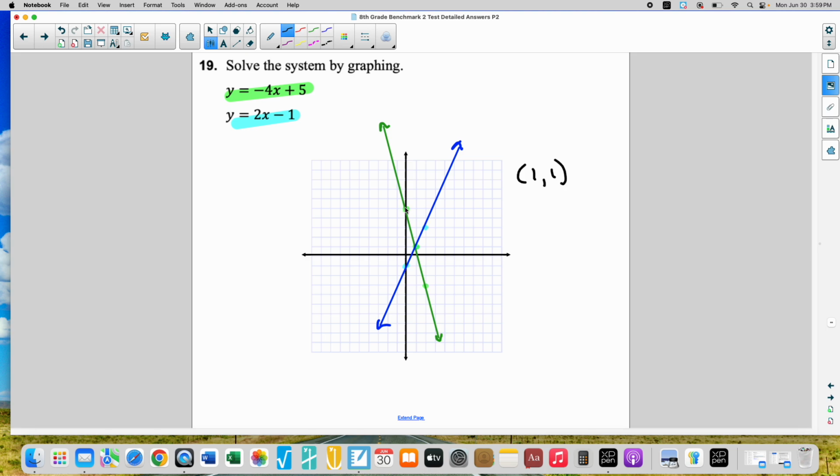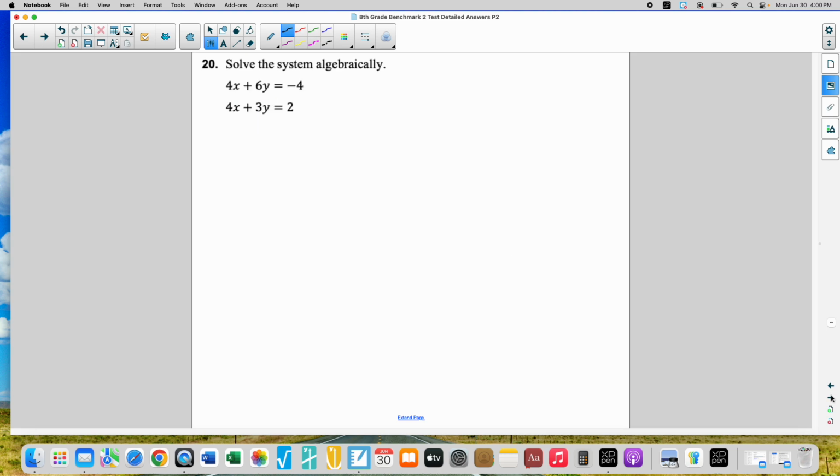This point is true for green, but false for blue. It's not on the blue line. And this point, we'll even take this point over here, is false for green, but true for blue. And then this unique piece is true for both, so that would be the solution.